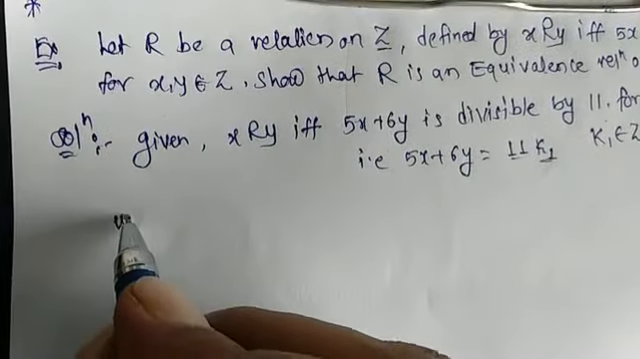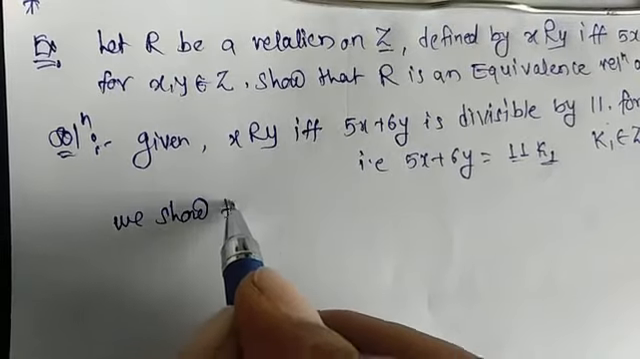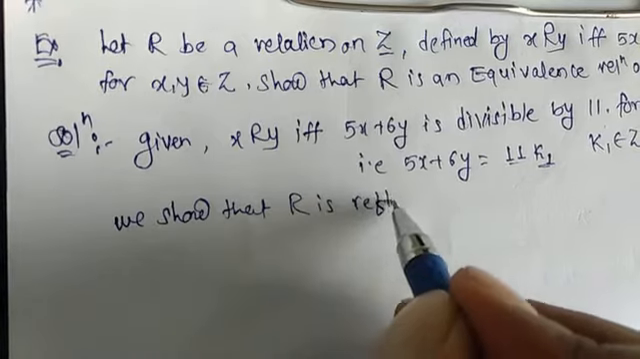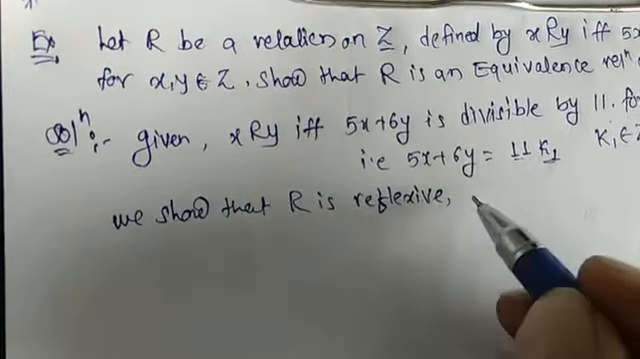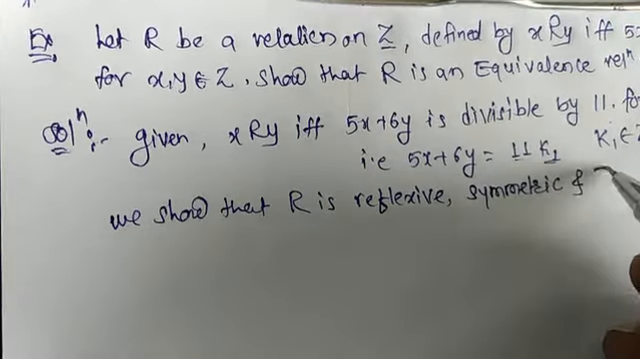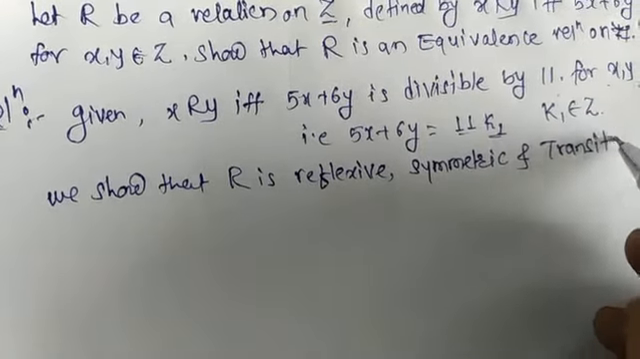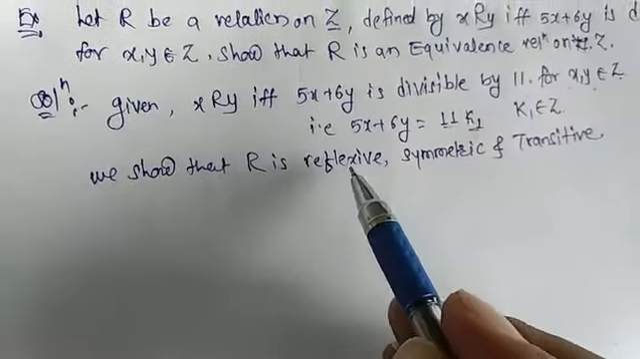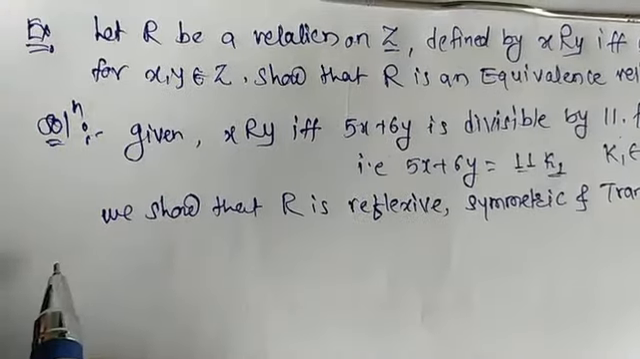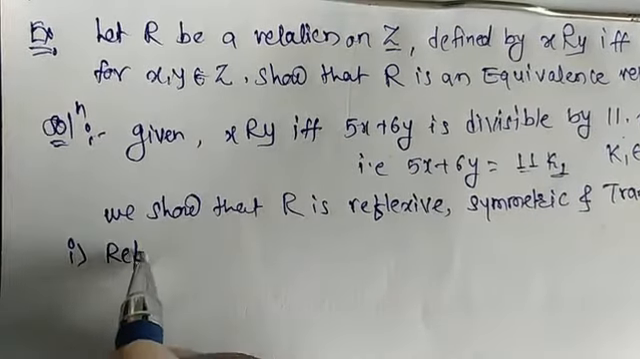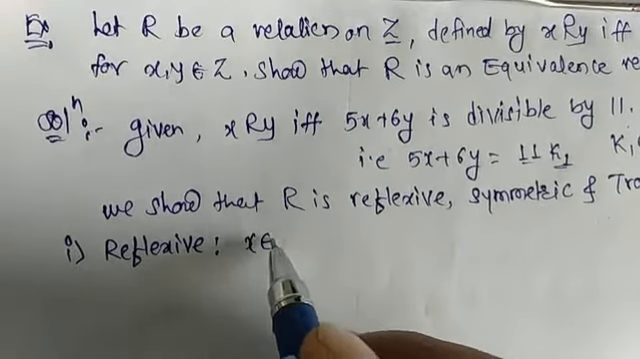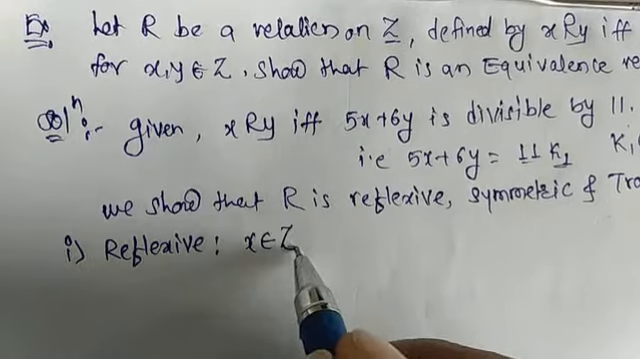Now we show that R is reflexive, symmetric and transitive. We want to show R should be reflexive, symmetric and transitive. First consider the reflexive relation. We have to show the given relation is reflexive. For that we have to consider only one element, x belongs to Z.